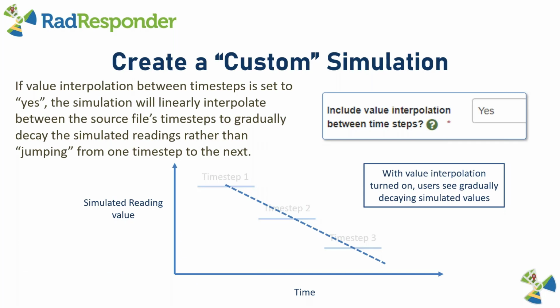Contrast that from turning this to yes, where we are going to interpolate between time steps. The simulation will linearly interpolate between the source file's time steps to gradually decay the simulated readings, rather than jumping, so to speak, from one time step to the next. So again, as the graph is depicting there, users will see a gradually decaying simulated value rather than those time step jumps that they would otherwise see.